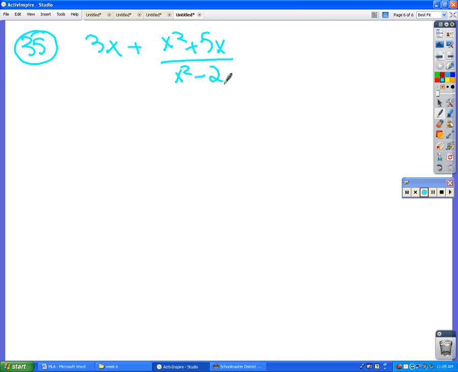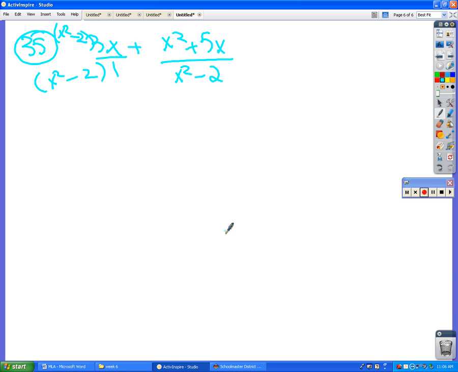So, do we factor out those and then multiply? No, let's not. But let's go ahead and get a common denominator. Yeah, this has a denominator of 1. Excellent. Even though it wasn't written. So what do I need to multiply that by to get x squared minus 2? I need to multiply this by x squared minus 2, which means I need to multiply the top by x squared minus 2.